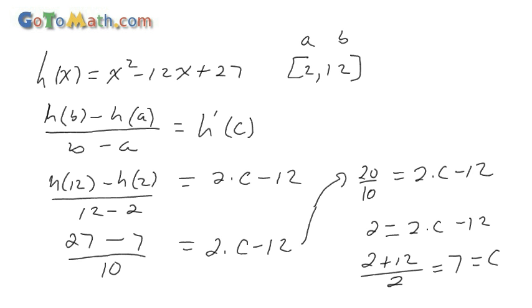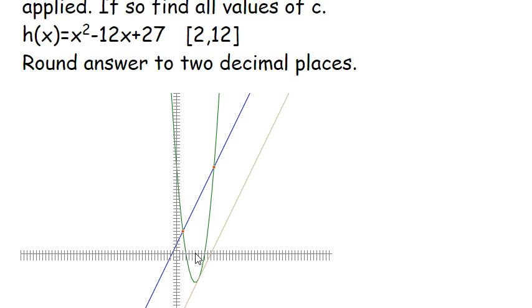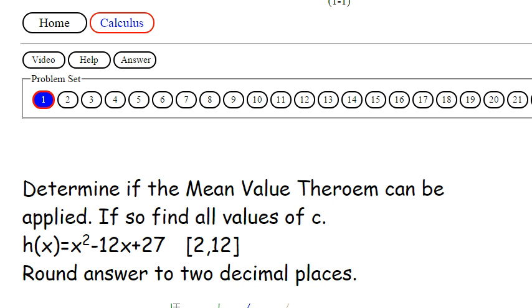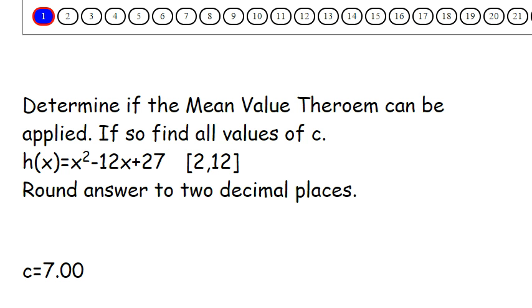Let's move back over to the web page, and so C would end up being 7 right here. It says round answer to 2 decimal places, and we just throw some zeros on the end there.